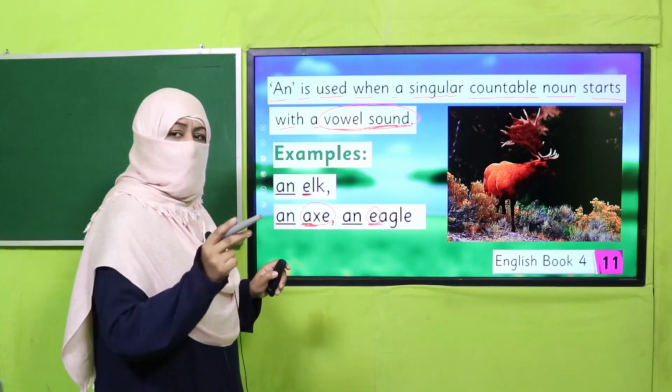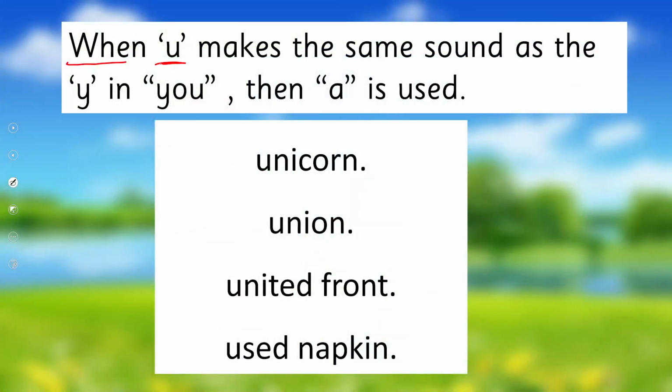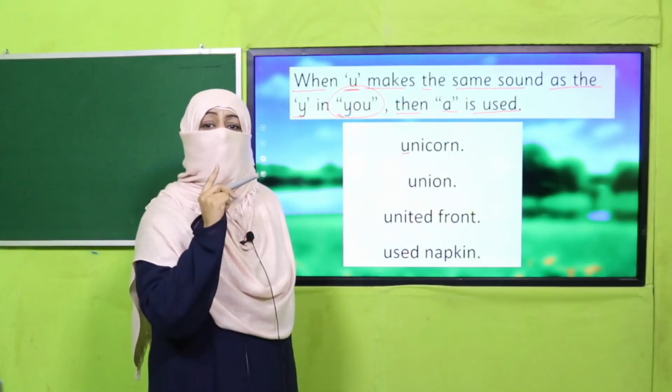One thing which I'm going to add is here, when the vowel U makes the same sound as the Y in U, then a is used. Whenever you find the letter U in the beginning of a sentence, you will pronounce it.